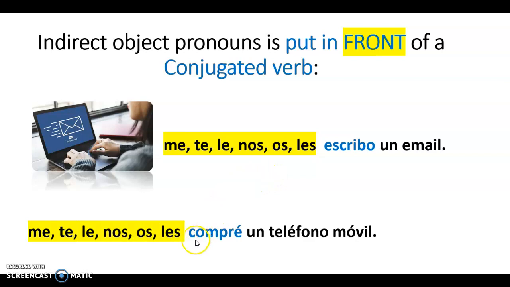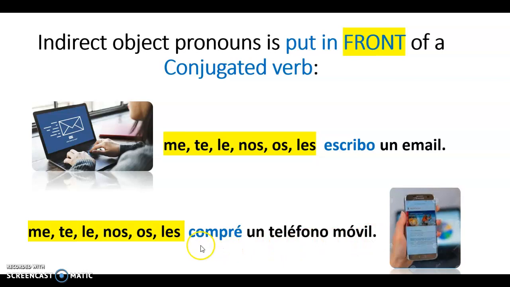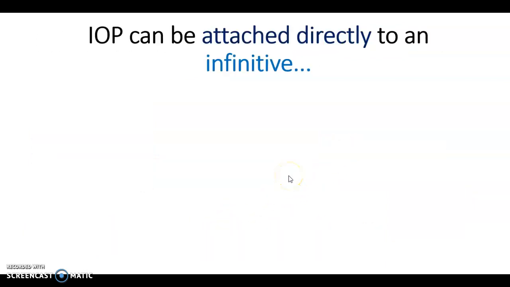Another example, compré un teléfono móvil. So I bought a cell phone. For whom did I buy the cell phone? Let's say I bought it for myself. Me compré un teléfono móvil. Let's say I bought it for you. Te compré un teléfono móvil. I bought it for us. Nos compré un teléfono móvil. It goes in front of the conjugated verb.